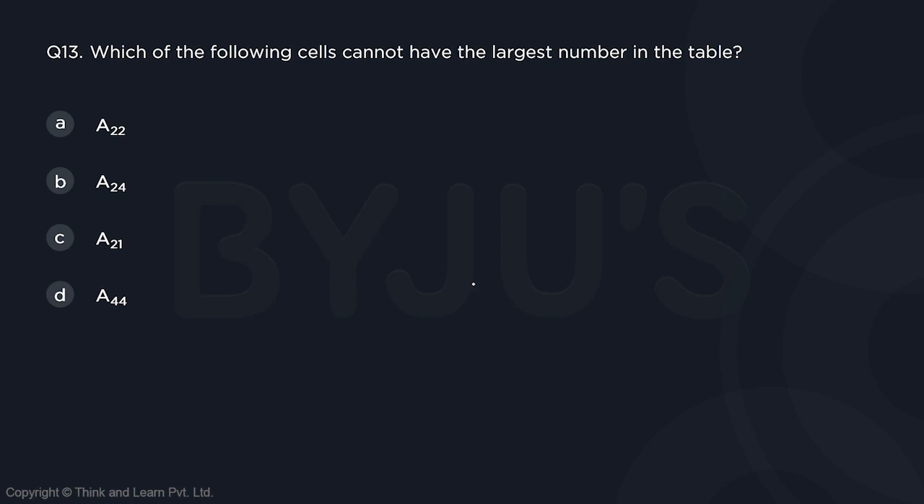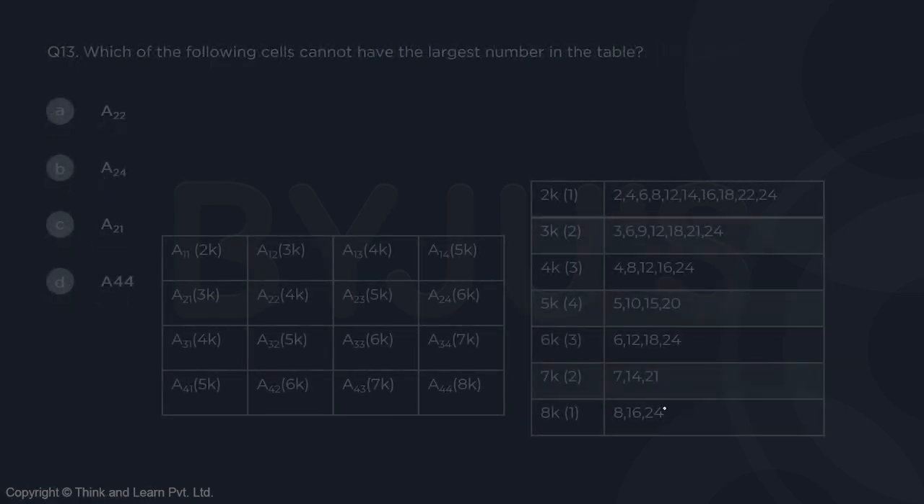Now, which of the following cells cannot have the largest number in the table? The largest number in the table, that is 24, has to be either a multiple of 8, or a multiple of 6, or a multiple of 4. It can be a multiple of 4, 6 or 8, but it cannot be a multiple of 3. Though 24 is a multiple of 3, if I use 24 as a multiple of 3, then I will have a problem filling up the other places.